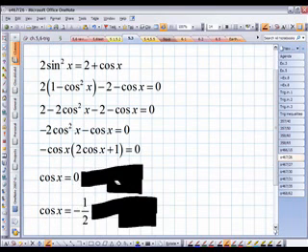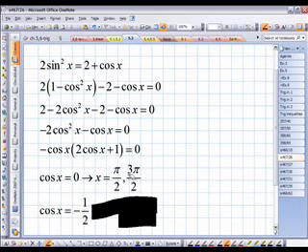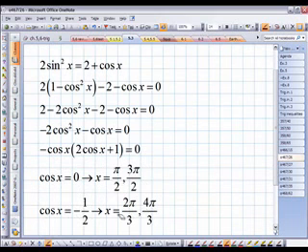Cosine x is 0 at the top and bottom of the unit circle, so that's going to be pi over 2 and 3 pi over 2. It's equal to negative a half in quadrants 2 and 3, so it's 2 pi over 3 and 4 pi over 3. So those are my 4 answers just from 0 to 2 pi. That's not a general solution.